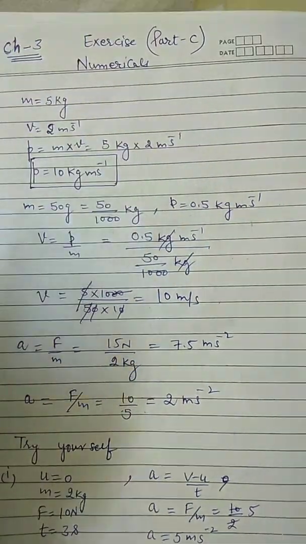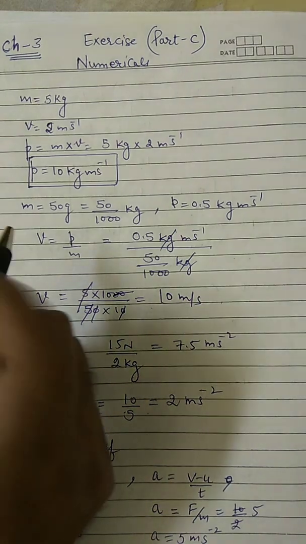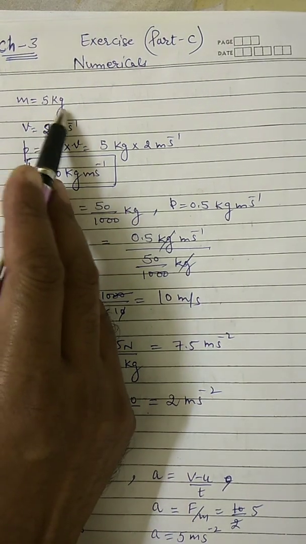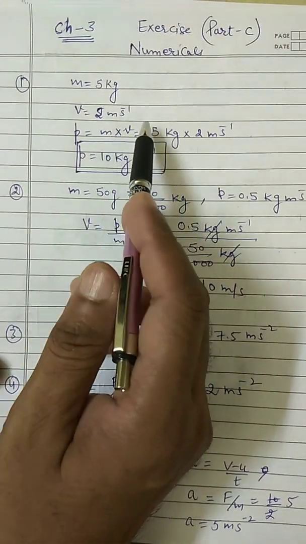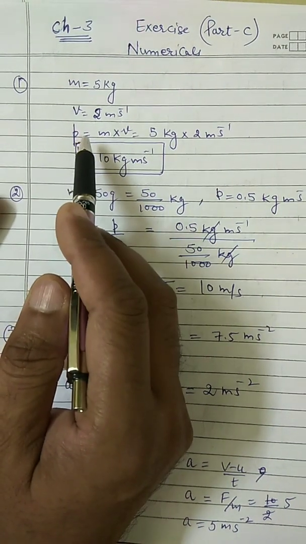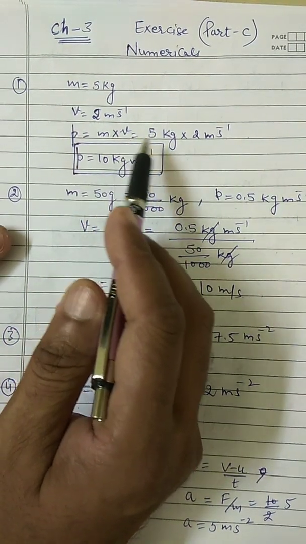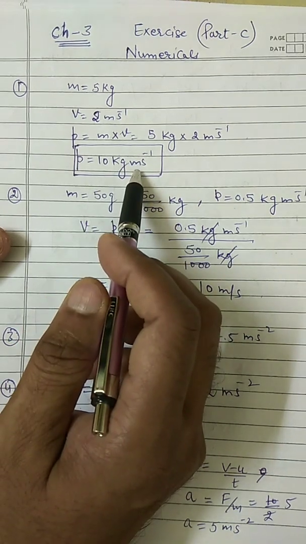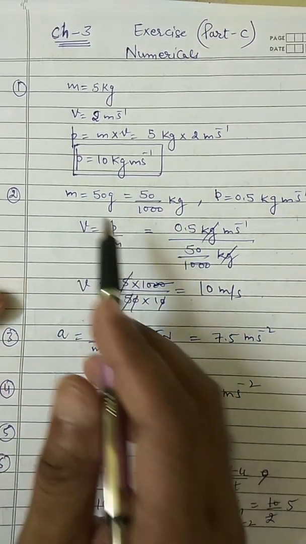Ninth standard physics. In the first numerical, mass is given 5 kg, velocity is 2 meter per second, and the momentum formula is mass into velocity. Substitute the values, you will get the answer 10 kg meter per second.